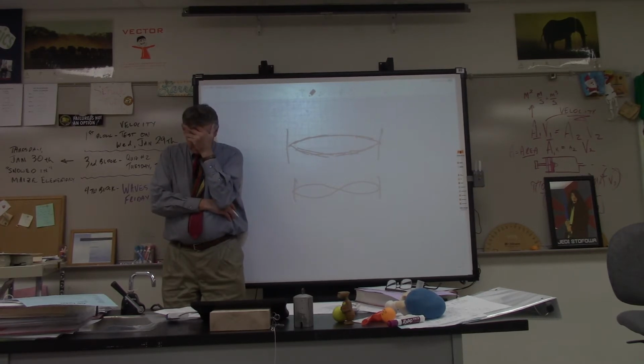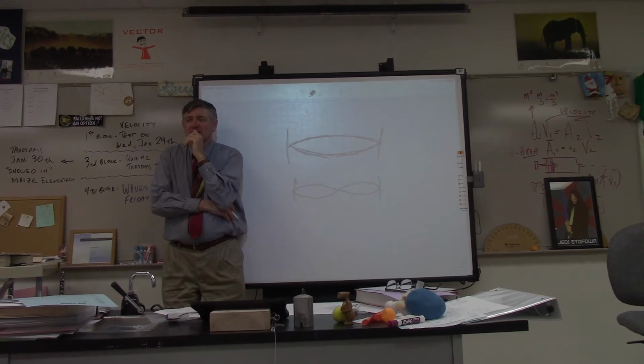Wait, in a string, where does it happen? It's an antinode. It's usually there. On a guitar, when you play it, that's the second harmonic.